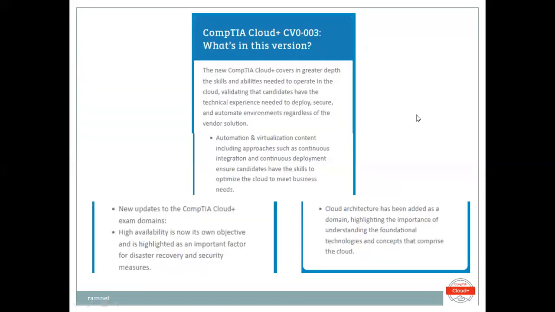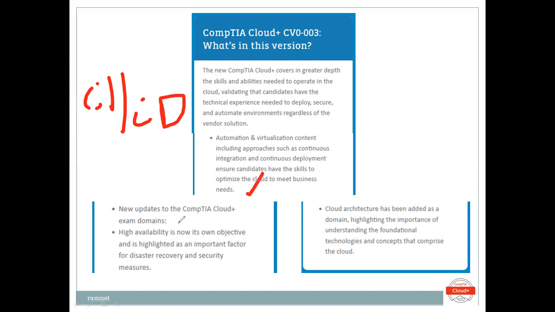Next, CompTIA Cloud Plus C003. What is in this version? This is a new version. This CompTIA Cloud Plus covers in greater depth the skills and abilities needed to operate in the cloud, validating that candidates have the technical experience needed to deploy, secure, and automate environments regardless of the vendor solution. Automation and virtualization content includes approaches such as continuous integration and continuous development. This is nothing but CI/CD. In DevOps we talk about CI/CD, ensuring the candidate has the skills to optimize the cloud to meet business needs.